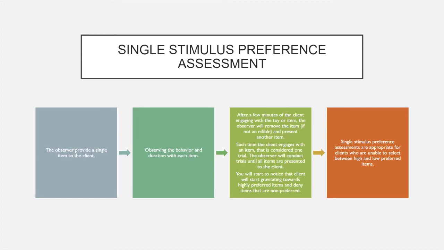You are going to present each item till all items are presented or when the client begins to deny certain items that they are showing less preference to. We want to be able to observe and identify the high and low preferred items for our clients. We use single stimulus preference assessments for clients who have a hard time choosing between high and low preferred items or toys.